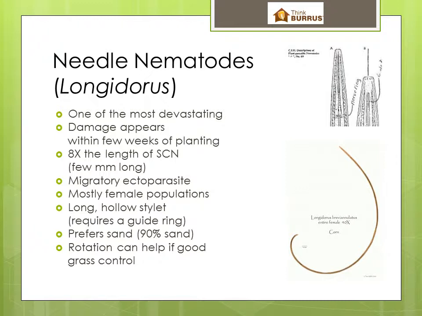SCN doesn't move around. We can therefore kill cells to which SCN is attached and kill SCN in the process. That's how resistant beans work. That same thing doesn't work on corn. If we killed cells in proximity to feeding by the corn nematode, that corn nematode would simply move to a new location and begin again. Remember, needle nematodes are long. They're roughly 8 times the length, the diameter of SCN.